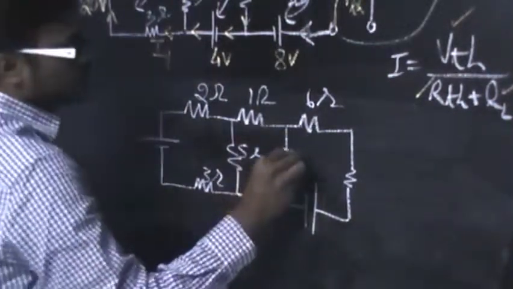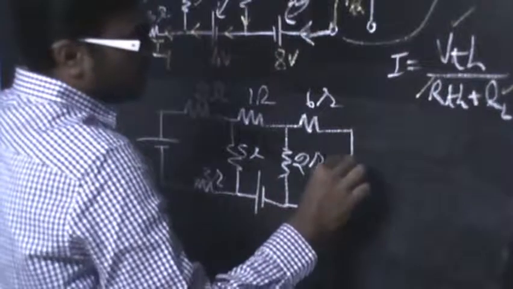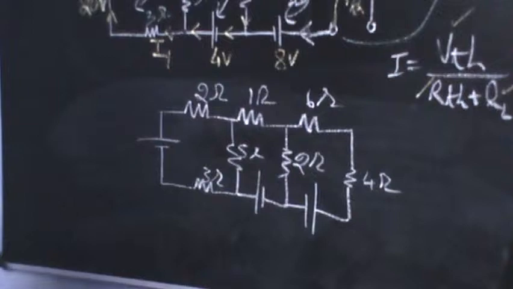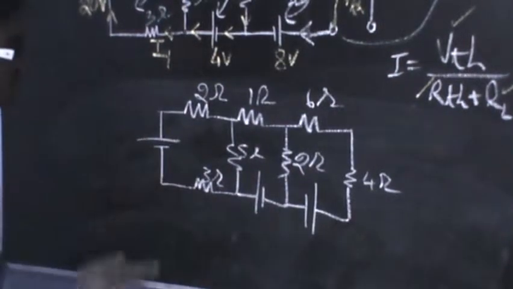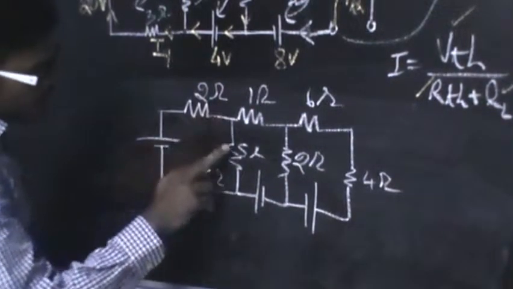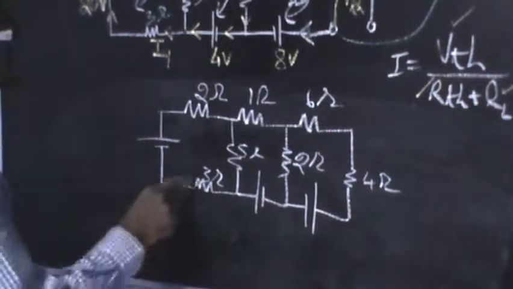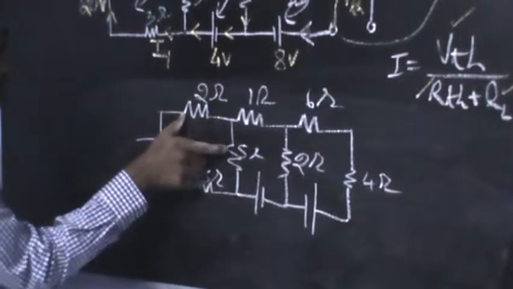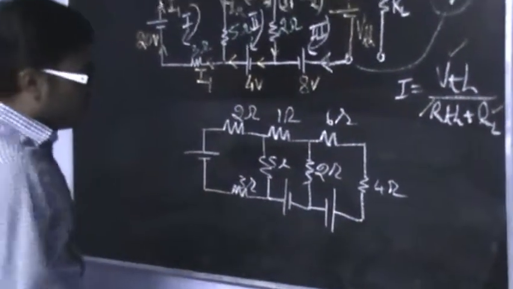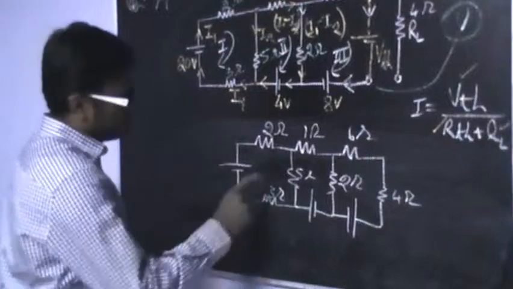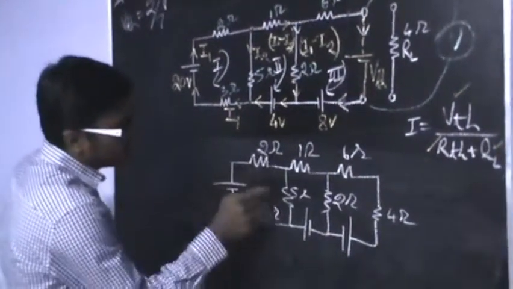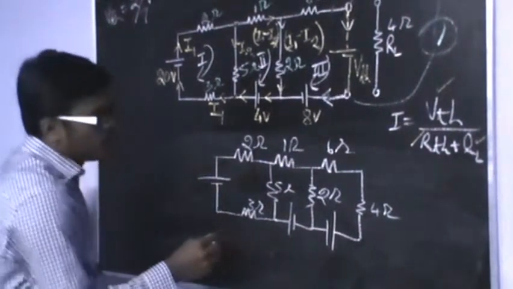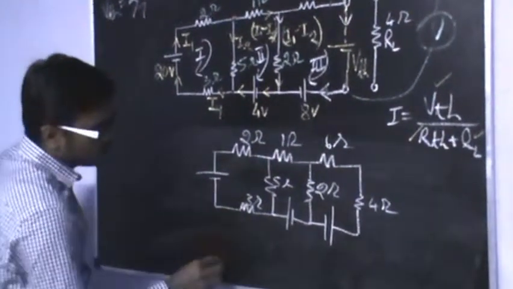I left a resistor here, the 2 ohm, and this is 4 ohm. Let me reduce this circuit. In this loop, we can see that this resistance and this resistor are in parallel to each other. If it is parallel, we know the formula R1 into R2 by R1 plus R2.